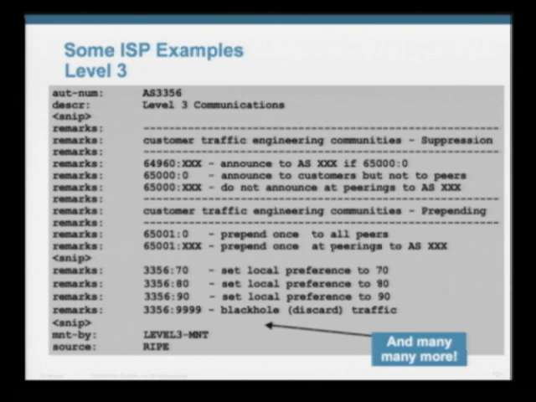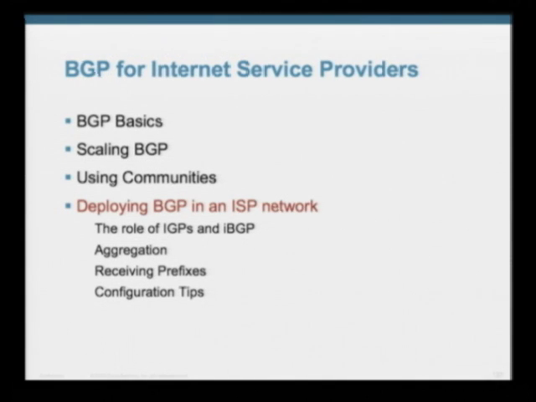So another example. Anyway, that's all I'm really going to spend on communities, just to give you an idea of some of the things they might be used for. So we now look at deploying BGP in an ISP network. So I've got about an hour to go through the rest of this. So this is primarily a lot of good advice. Those of you who know me know that I rant a lot about aggregation.